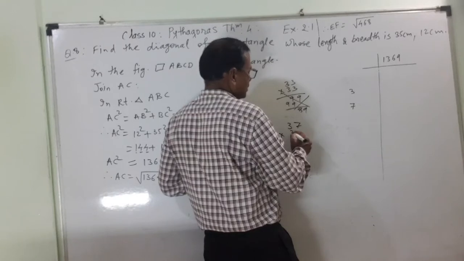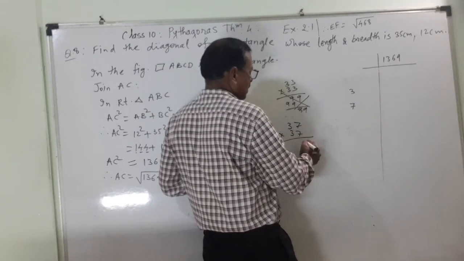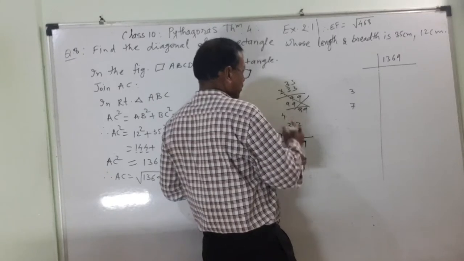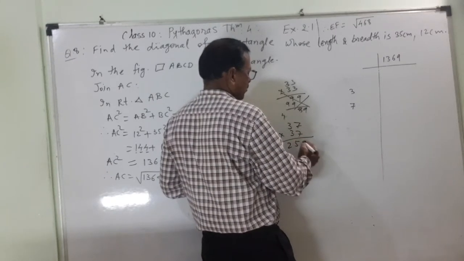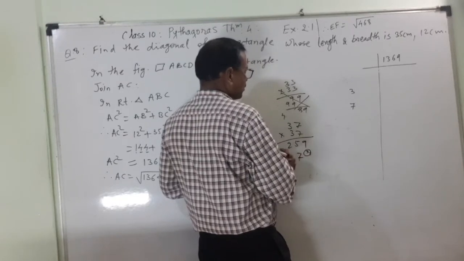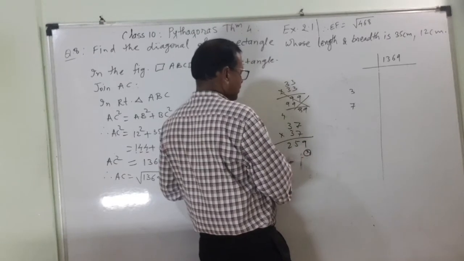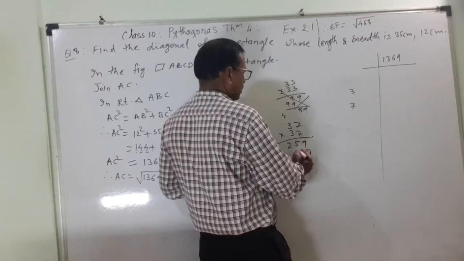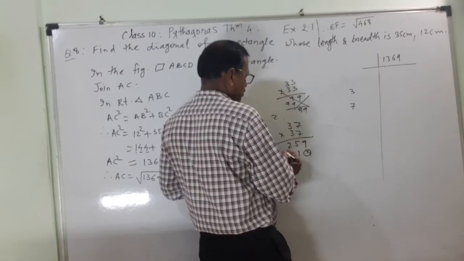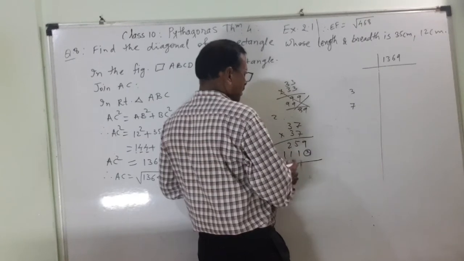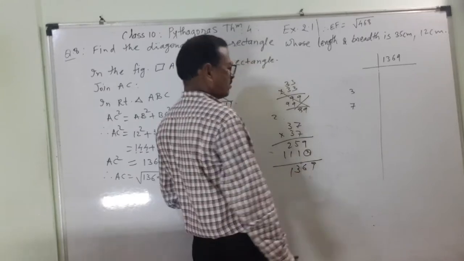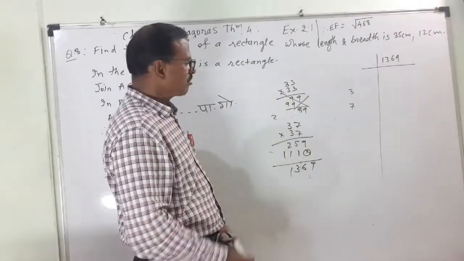37 into 37. 7 7 are 49, carry 4. 7 3 are 21 plus 4, 25. Here 9 3 are 27, carry 2. 3 7 are 21, carry 2. 3 3 are 9 plus 2, 11. So 9, 6, 3, 1. This way you have to judge.